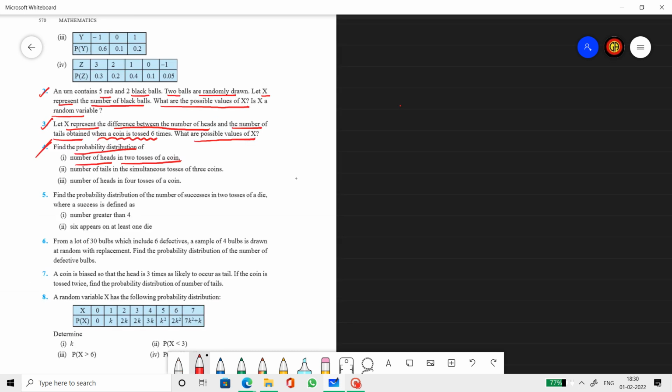So that's for the next subdivision. The number of tails in simultaneous tosses of 3 coins. Previously it was 2 coins, here it is 3 coins. So X represents the number of tails here.